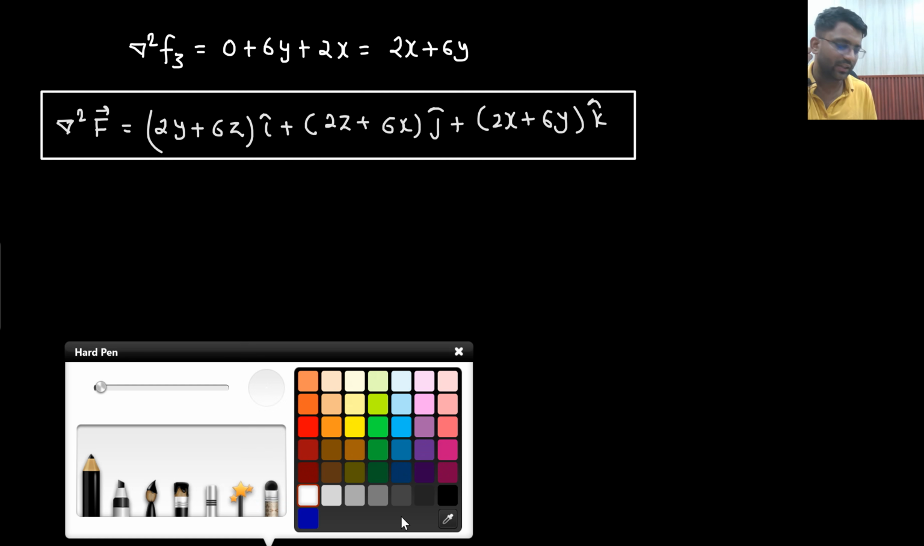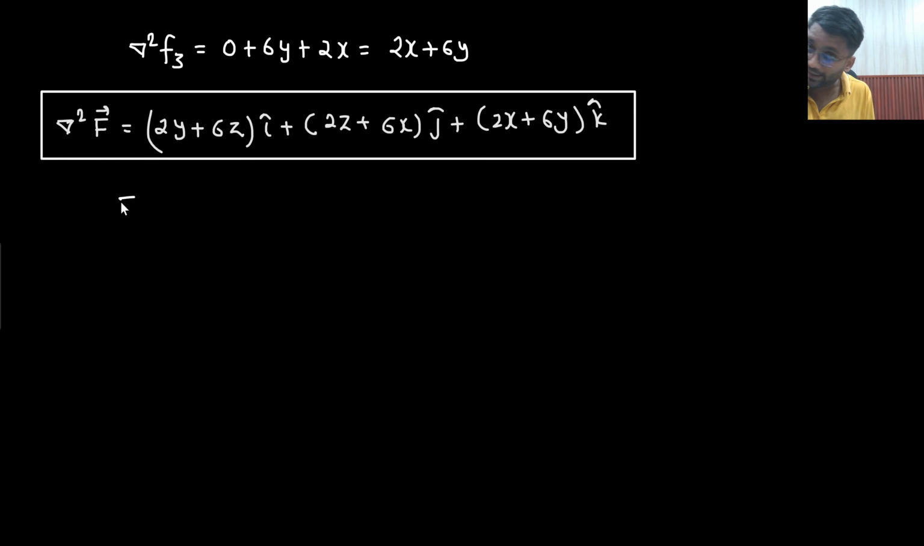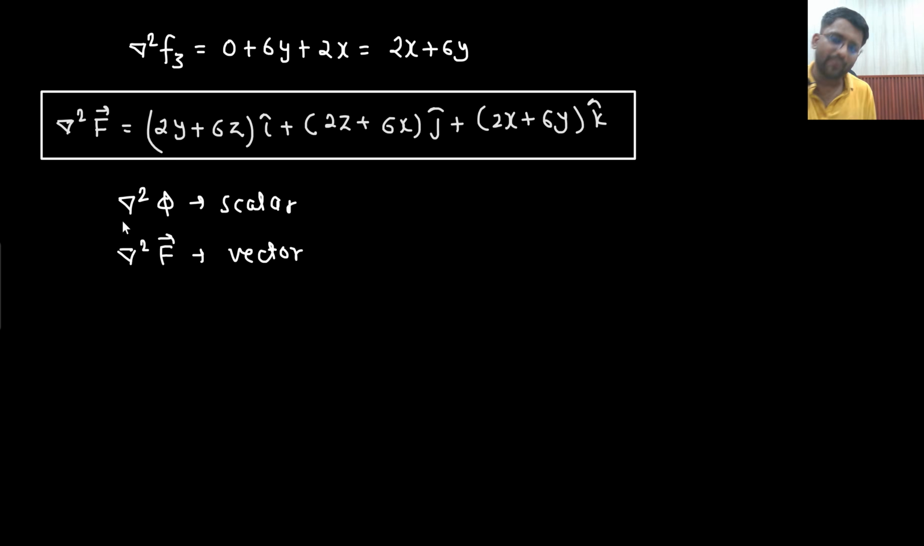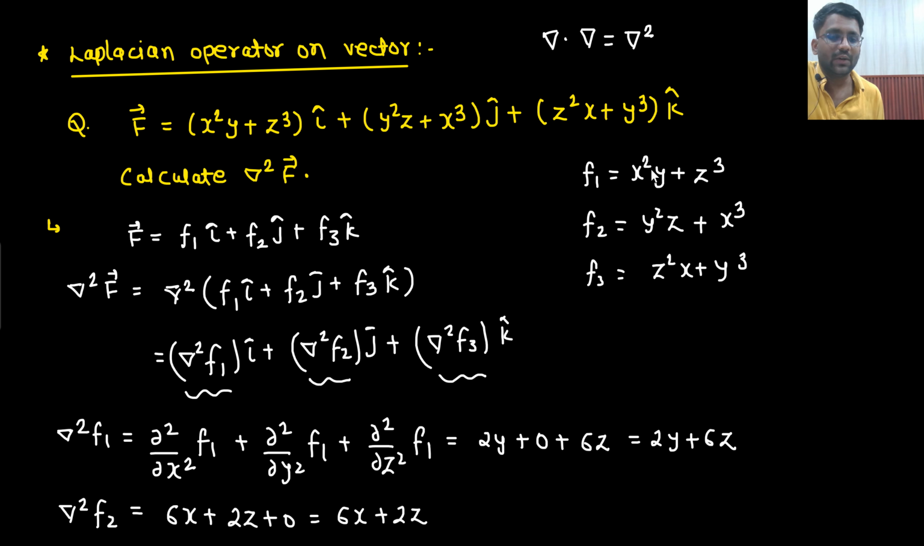So eventually what conclusion have you made? That, sir, if I apply del square on a scalar quantity, del square phi, this answer will be scalar as well. And if I apply it on a vector quantity, then the answer is a vector only. So this is how you can apply the Laplacian operator on both vector and scalar without changing its definition. This is the definition which is absolutely correct. Understandable?